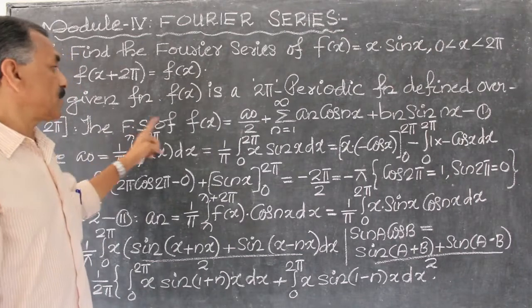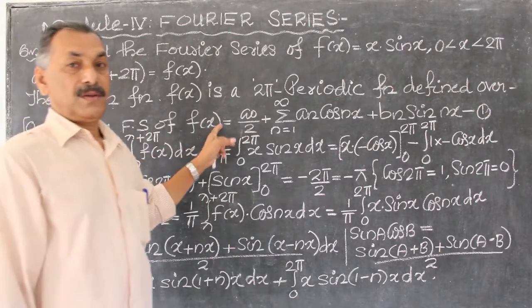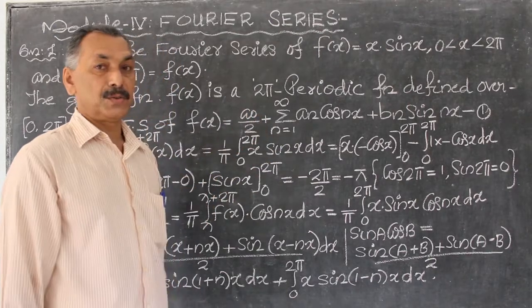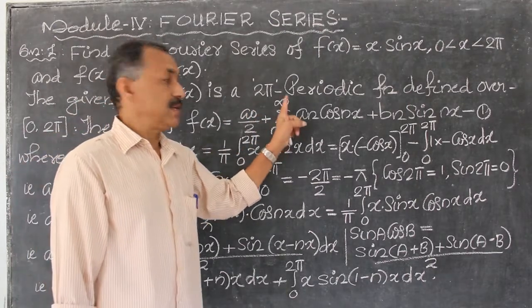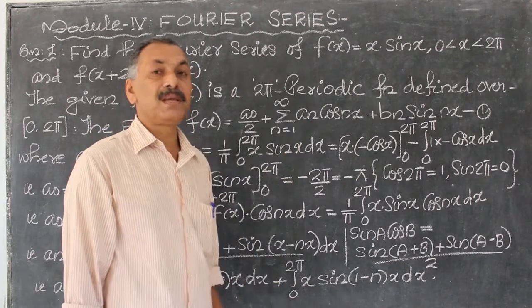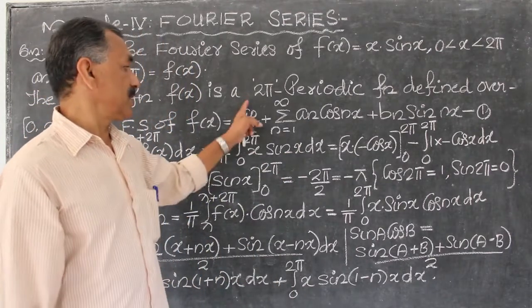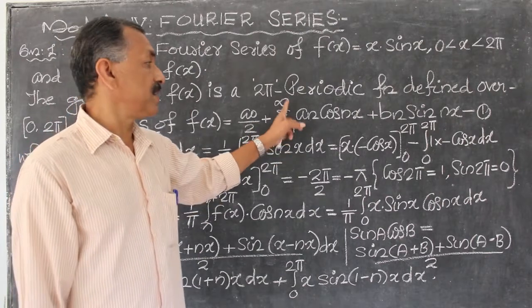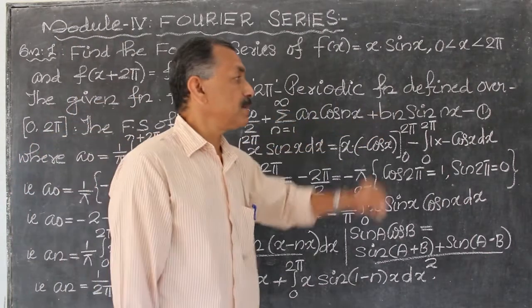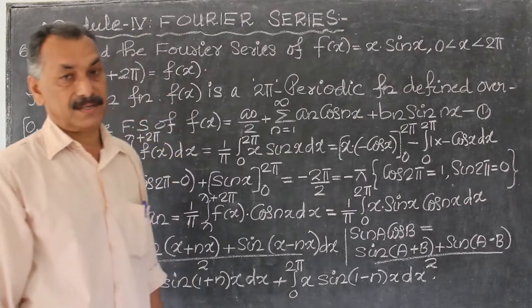The Fourier series of f of x is f of x is equal to a0 by 2 plus sigma n equals 1 to infinity of an cos nx plus bn sin nx. That is the Fourier series.